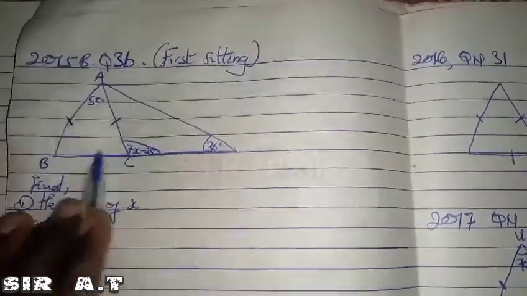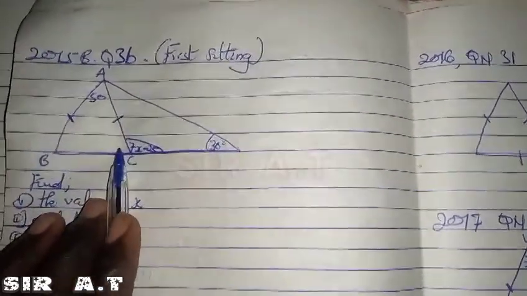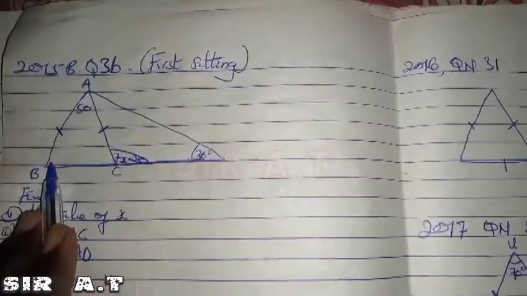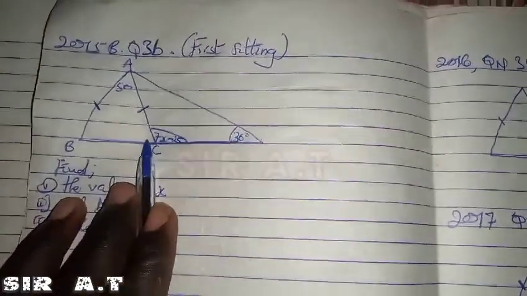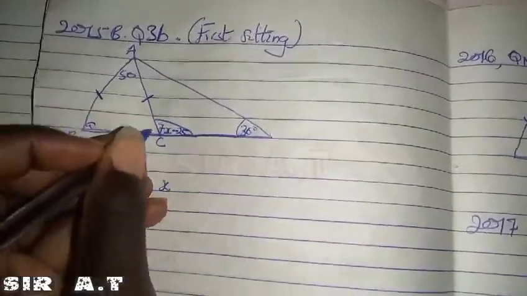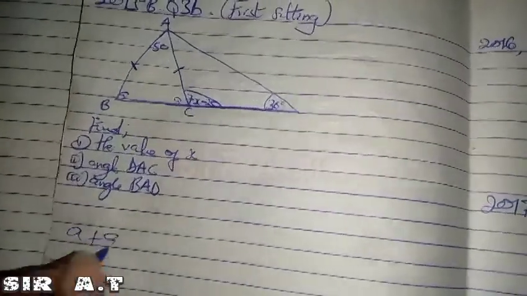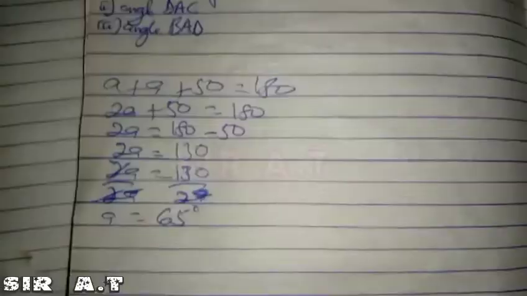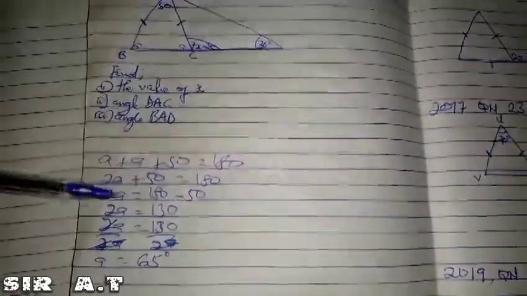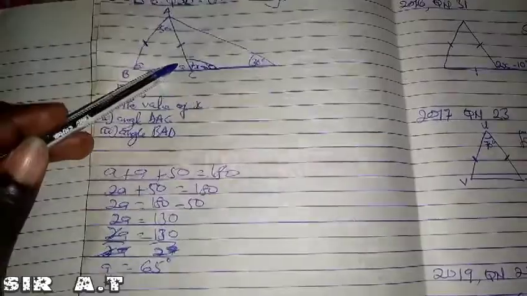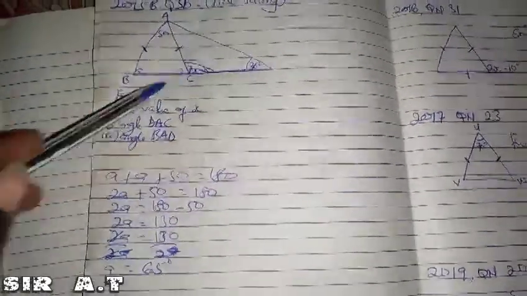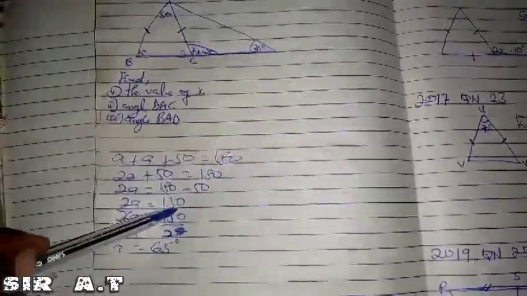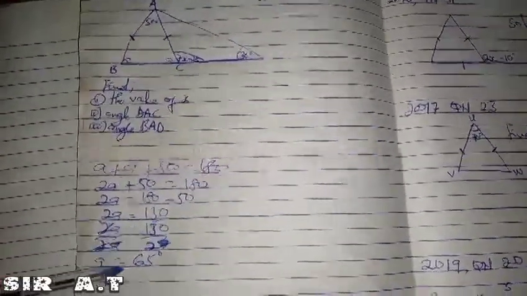This is an isosceles triangle, meaning here and then here are equal. So you put a letter here, put a letter here of the same. So let's say you put A here, you put A here. So A plus 50 is equal to 180. That's angle in a straight line. So A plus A, 2A plus 50, is 180. 2A is equal to 180 minus 50. So you get 130. Divide both sides by 2. So you are getting 65.